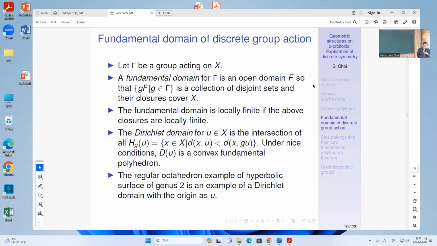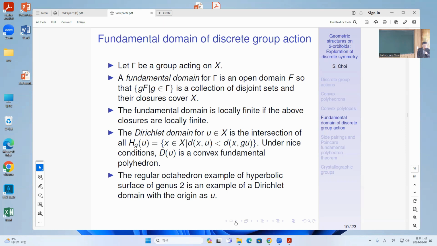So a fundamental domain for gamma is an open domain F, so that the gF's form a collection of disjoint sets, and their closures will cover X. So that's the definition of a fundamental domain. But of course, it can change from book to book. The fundamental domain is locally finite if the above closures are locally finite. Of course, we need it to be locally finite in most cases.